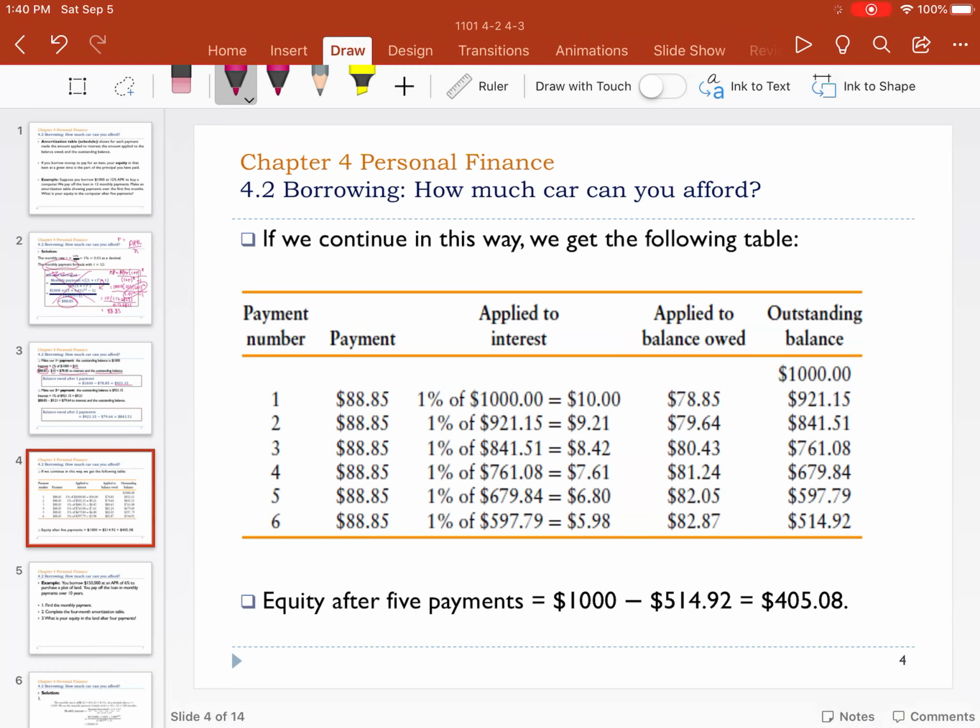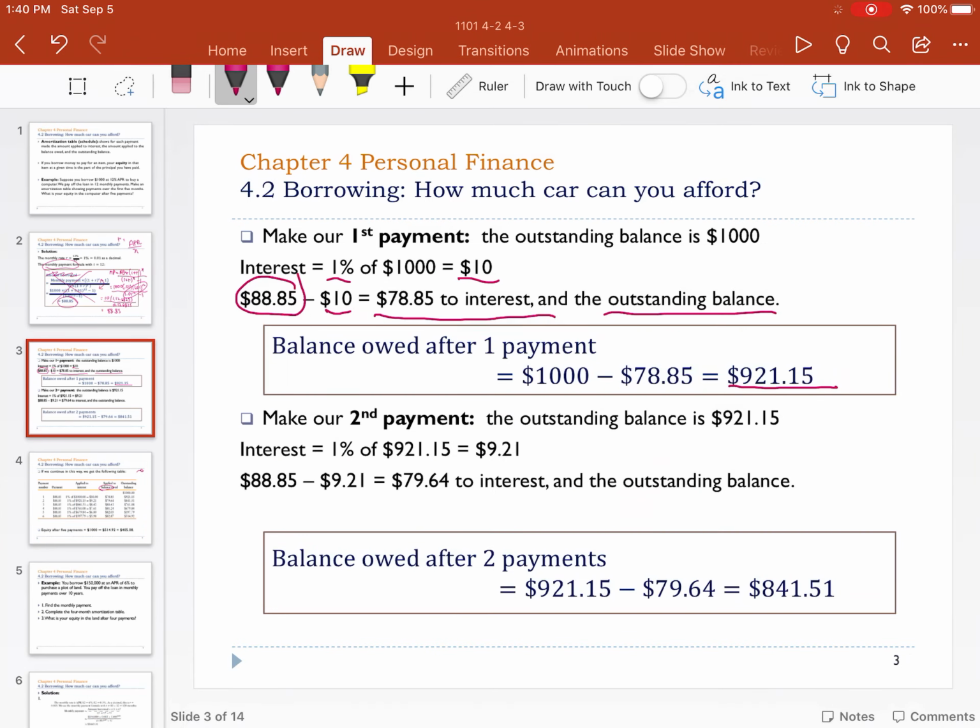Let me just see if I can get my other pen to work. Maybe it's a little bit sharper. Let's see if I can get that to go. Okay, so we have the $78.85 applied to the balance owed, so that's the difference. See, so this is to the balance. Another mistake. Brother, these pens don't work. Squeeze, and I just charged them up too. Well, anyway, I can't seem to get things to work very well.